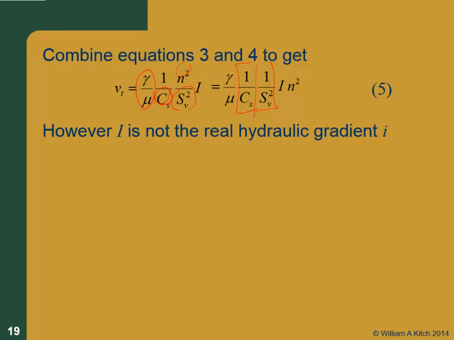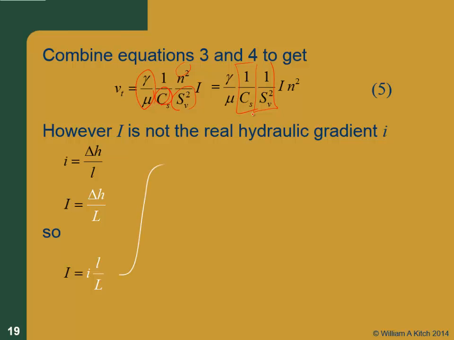I want to get back to the real hydraulic gradient because I can't measure this other one. I don't really know the path length. So little i was equal to delta H over little l. Big I is equal to delta H over big L. And what's the difference between little l and big L? Little l is the apparent flow path, and big L is the actual flow path. So then big I is just equal to little i times l over L.